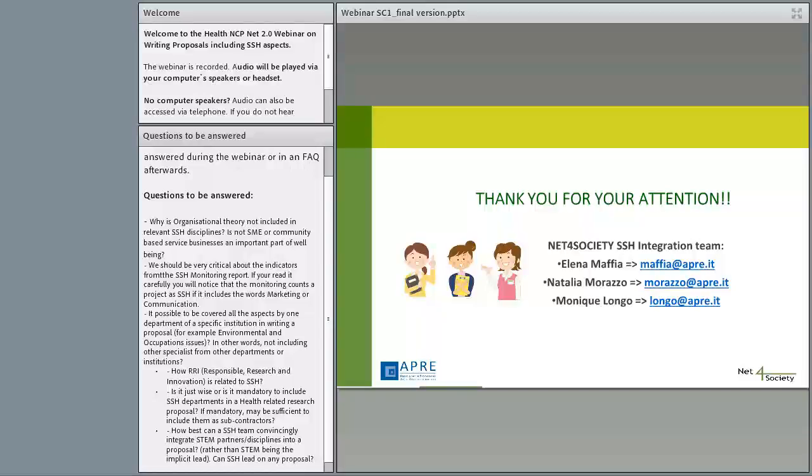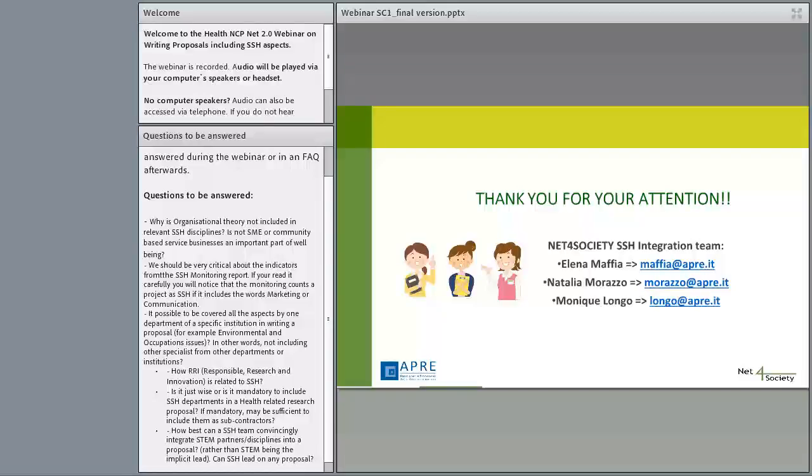Because when you are talking about RRI, you are talking about ethics, gender, open publication of results, and a lot of issues. But when you are talking about SSH, you are talking about disciplines. It's something different. And in the guidelines that I showed you before, the guidelines for evaluators, those guidelines are not only for SSH, but they are also for the integration of RRI in Horizon 2020 as a cross-cutting issue. So there you can find the explanation of what RRI is and what SSH is, and how to integrate them.